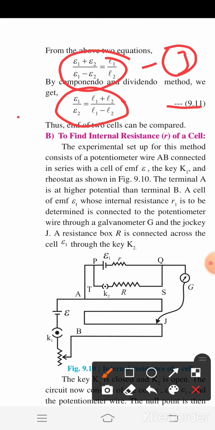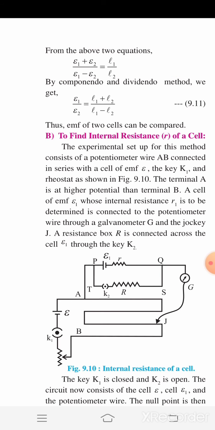This equation is useful to compare the EMF of two cells using the second method, that is the sum and difference method. If we know any one of the EMFs, E1, then we can easily find out the EMF E2 using this second method by obtaining the balancing lengths using these two modes, sum mode and difference mode. In this method, we can easily compare the EMF of two cells. That is one of the uses of the potentiometer, to compare the EMF of two cells using these two methods. First one is the individual cell method and second one is the sum and difference method.